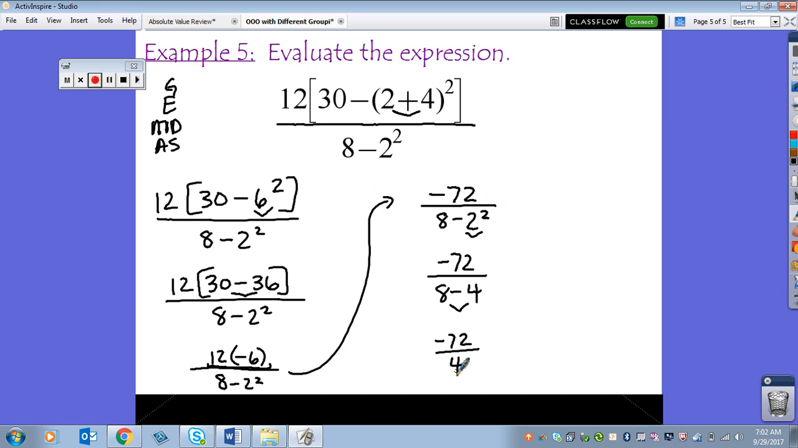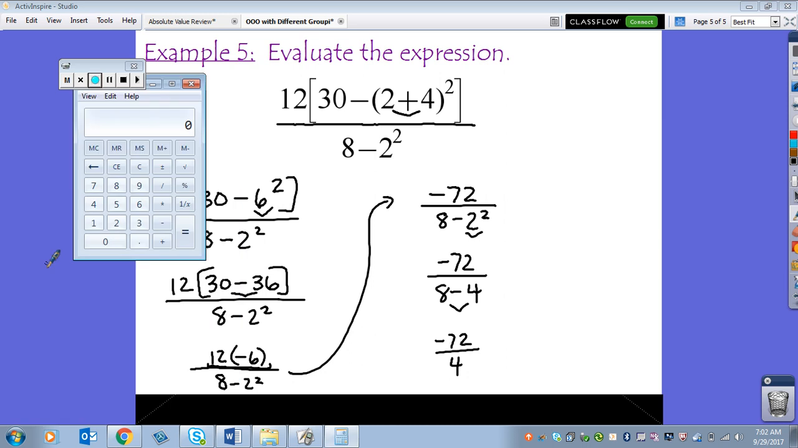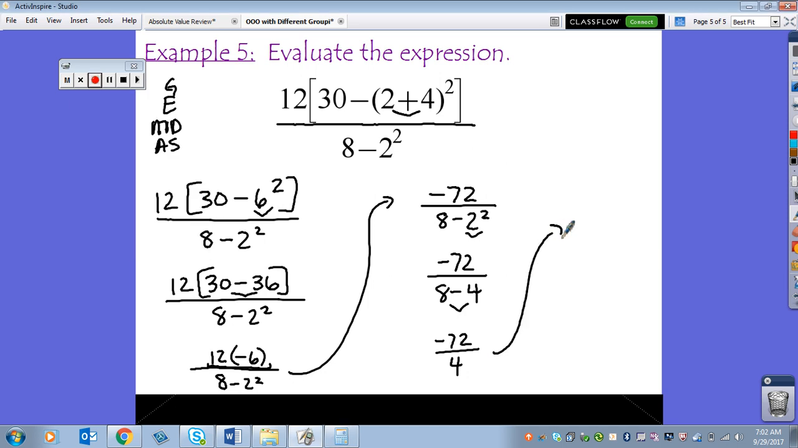Okay, now that I have one number in the numerator and one number in the denominator, I can go ahead and check to see if I can use the fraction bar as division. So I would type in negative 72. So we would do 72 and then hit the positive negative sign. Then we hit the division symbol and 4. And we see that we can use it as division. We don't need to leave it as a fraction bar, and we end up getting negative 18.